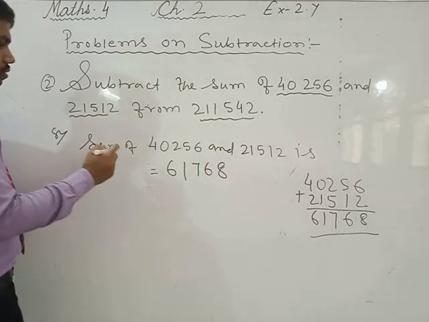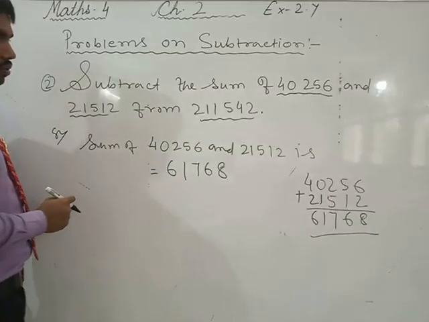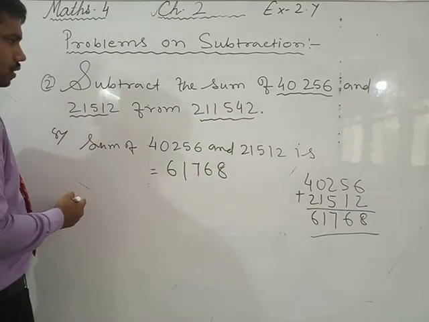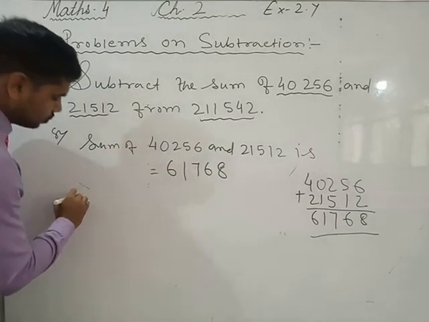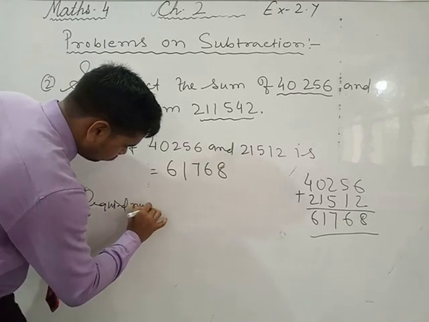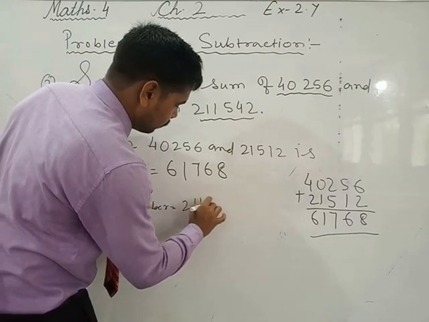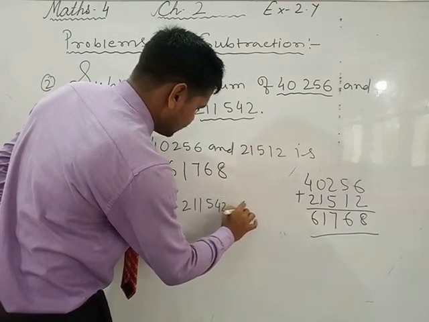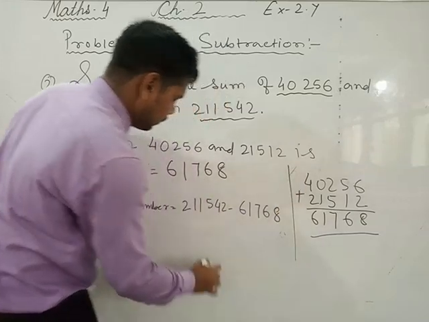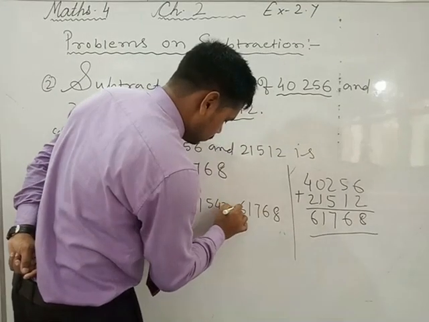Okay, so required number, or difference you can say, is equal to 211542 minus 61768. Okay, so now let's take the subtraction also.